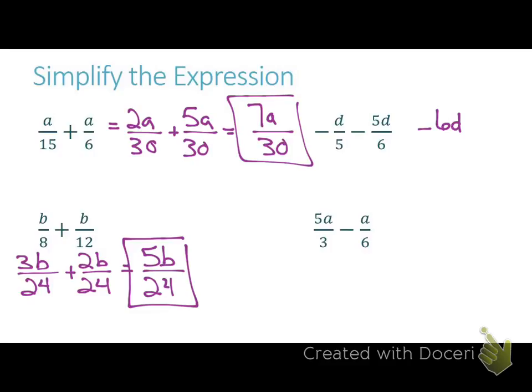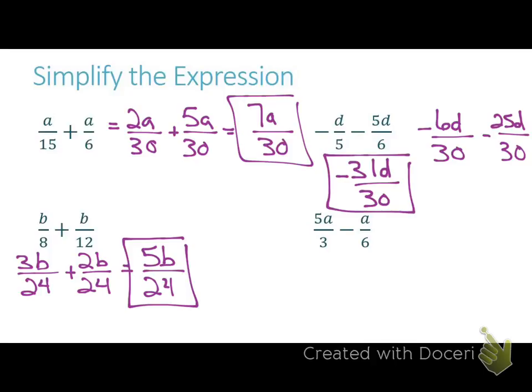All right, what's my LCD for the top right one? 30, so negative 6D over 30 minus 25D over 30. Remember, I get my numerators because 5 times 6 is 30, so 6 times D is negative 6D. What's negative 6 minus 25? Negative 31. And when there's a variable involved, this can be your final answer. You don't necessarily have to make it a mixed number. However, if you said negative 1 and 1D over 30, that's perfectly fine, and you get the right answer.